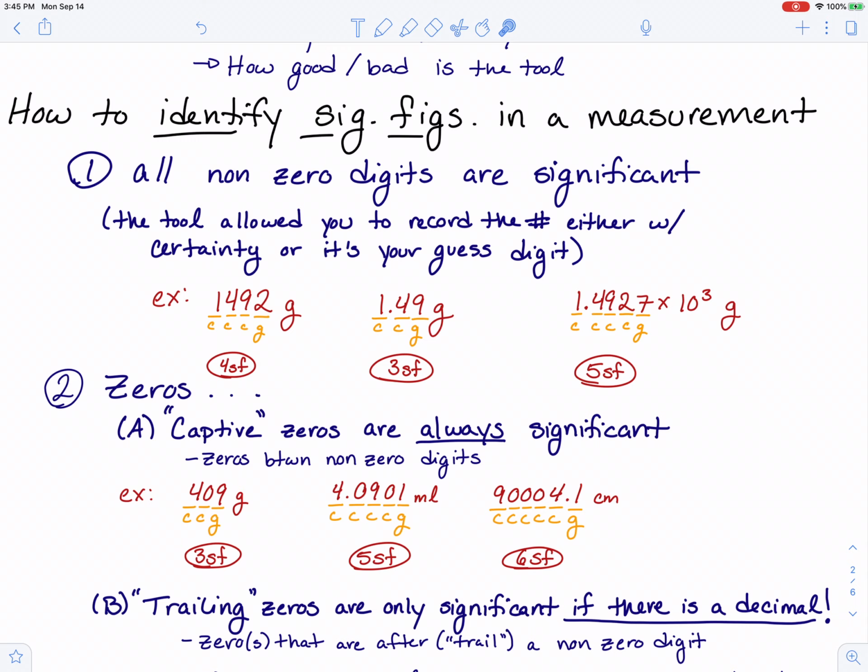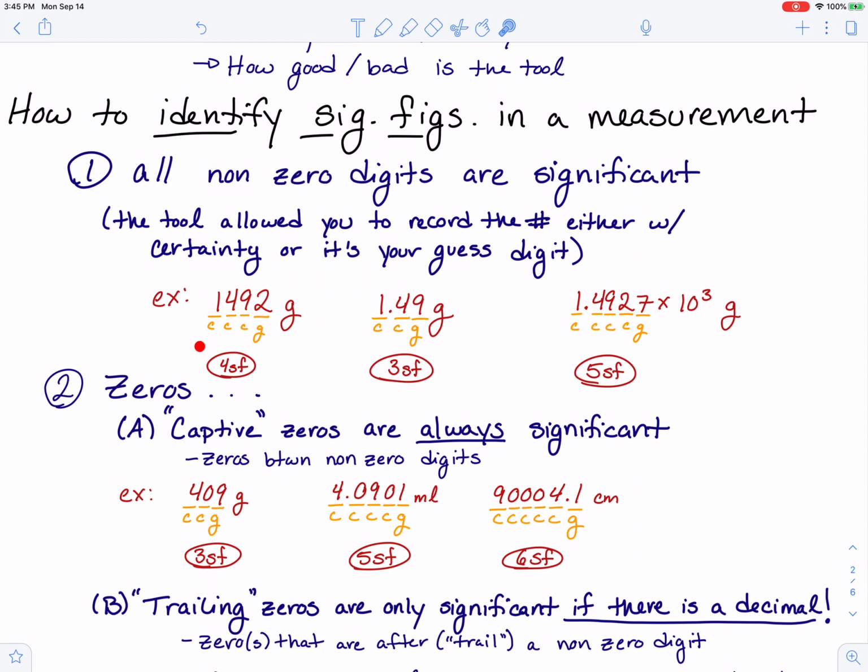My next one is 1.49 grams. So if I were to say that something were 1.49 grams, they're all non-zero digits, so you would assume that they're all significant, so 3 significant figures. You would also assume that my certain digits were the 1 and the 4, and that my guess digit was the 9, because you always have all of your certain digits plus 1 guess digit.